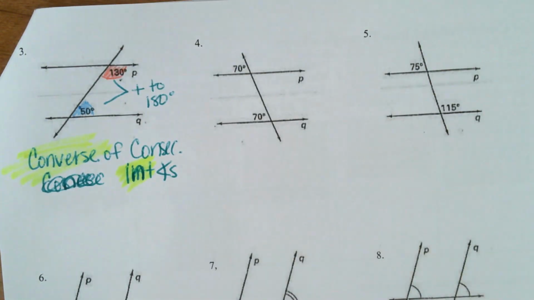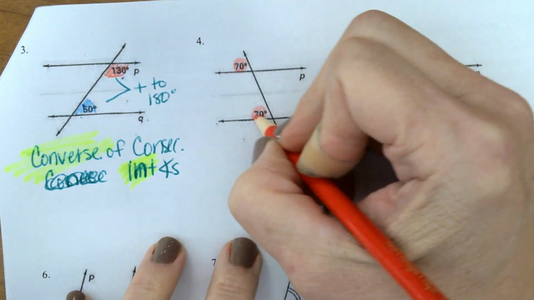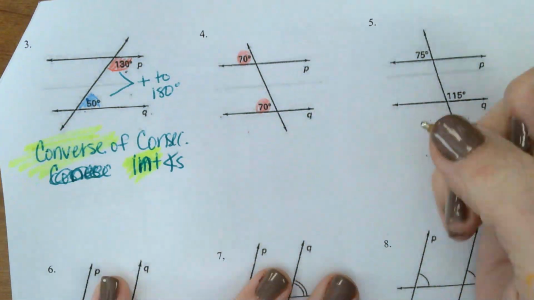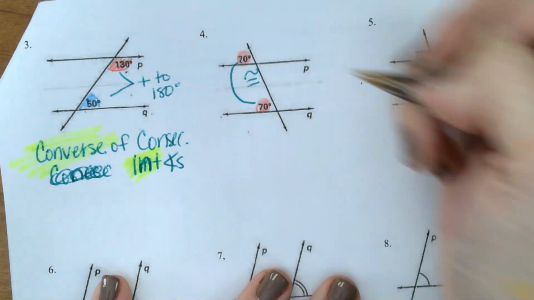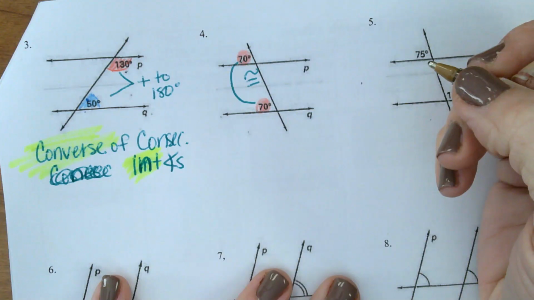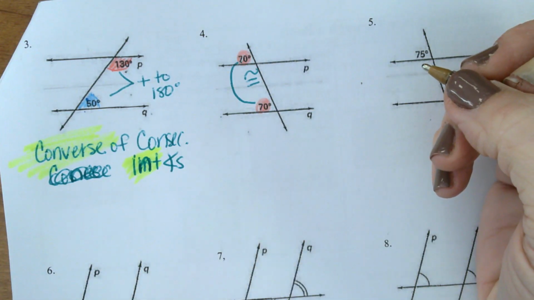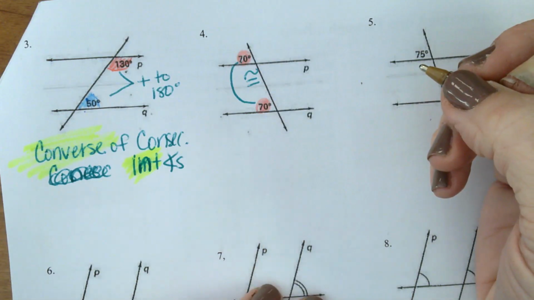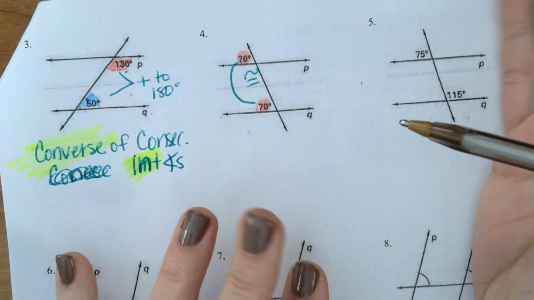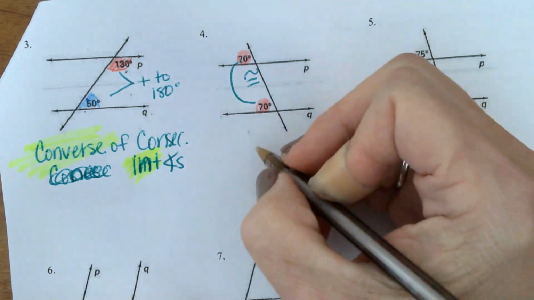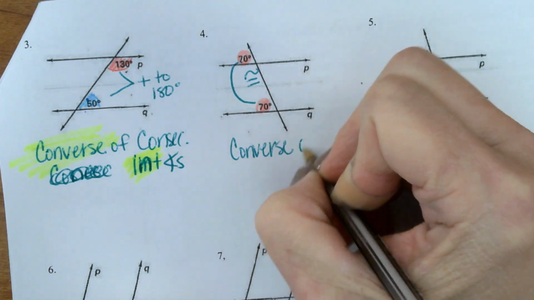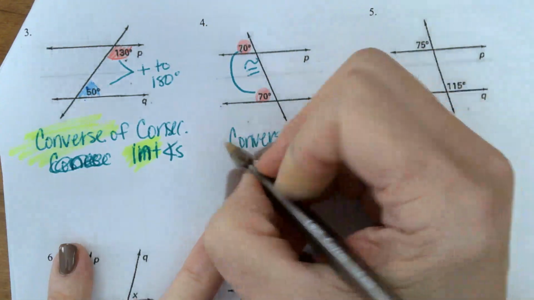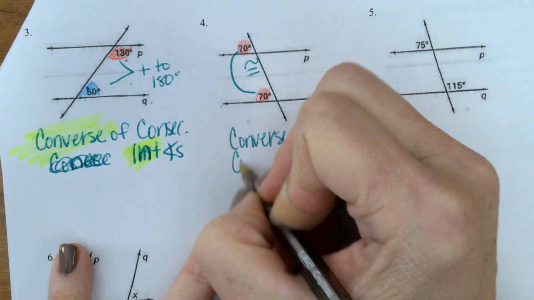Okay, let's go look at this one. You have a 70 degree and a 70 degree. What kind of angles are those? They're corresponding. Corresponding angles are congruent. So, because our corresponding angles are congruent, the lines are what? Parallel. And what's the reason? Come on, guys. Converse of what kind of angles? Corresponding angles.